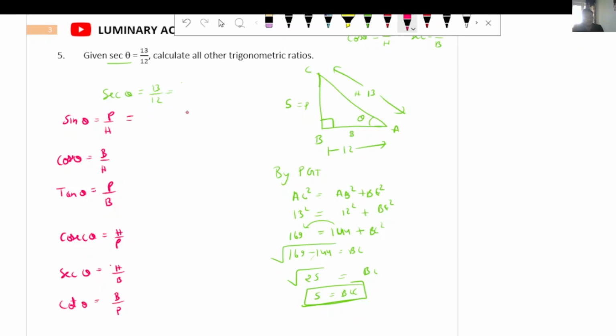Now sin theta: perpendicular will be 5 because this is 5, and hypotenuse will be 13, so this is your 13. Now here base is 12 and hypotenuse is 13. Here perpendicular is 5 upon 12. Here hypotenuse will be 13 and perpendicular will be 5, so 13 upon 5, and here it is hypotenuse upon base, so 13 upon 12. Cot theta is base upon perpendicular, so base is 12 and perpendicular is 5. So we have done all the trigonometric ratios, so done with the question.